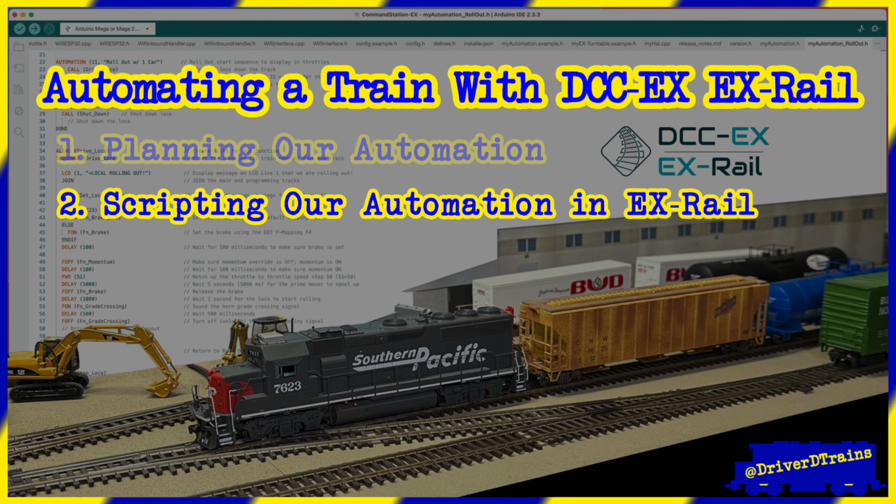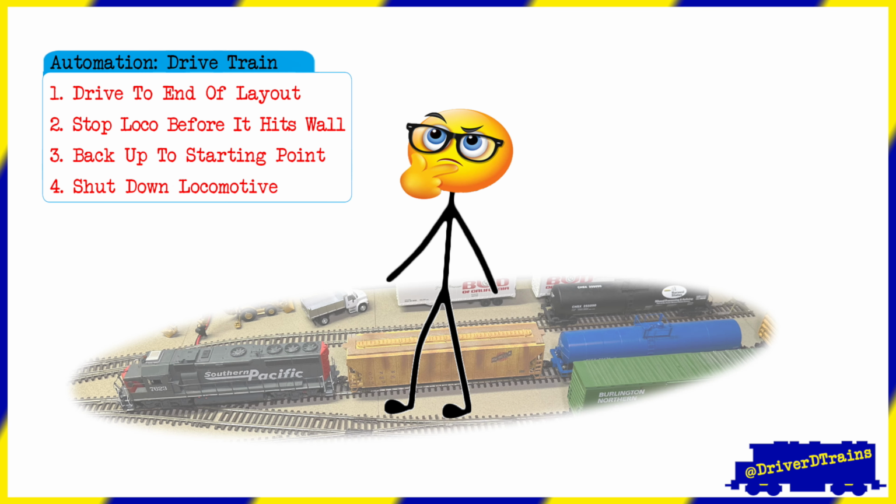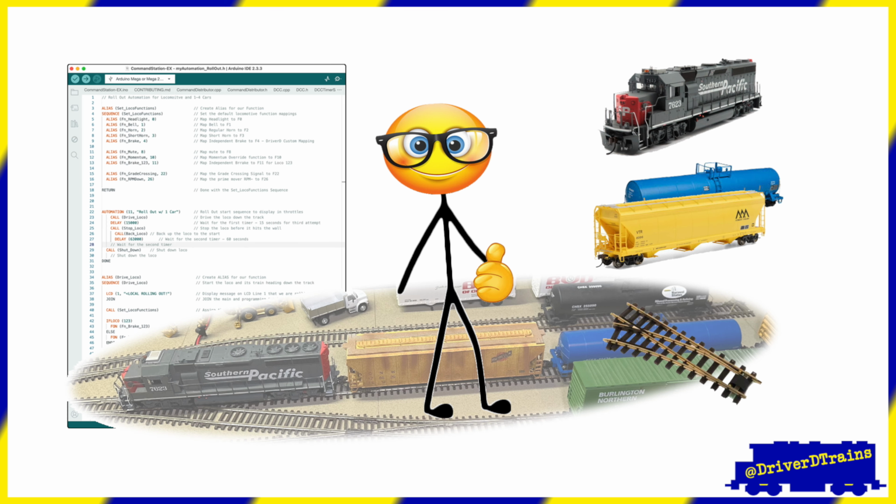Part 2. Scripting our automation in EX-Rail. Getting ready. Now that we generally know what we want our locomotive to do and have some basic idea for how we want to organize our work, let's write the script to make it happen.